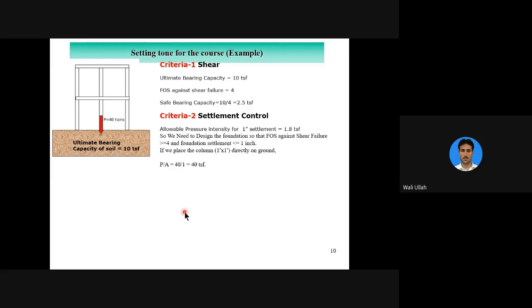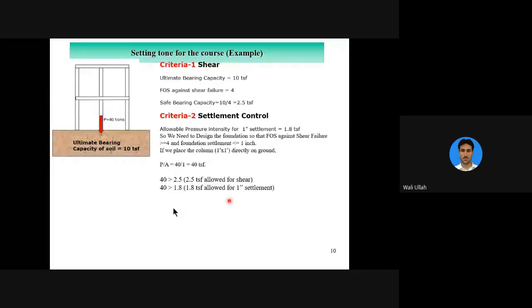So this 40 ton per square foot is greater than the 2.5 ton per square foot which is allowed for shear. It should be less than or equal to 2.5 ton per square foot. And this 40 ton per square foot is also greater than 1.8 ton per square foot which is allowed for 1-inch settlement. So that's a huge stress.